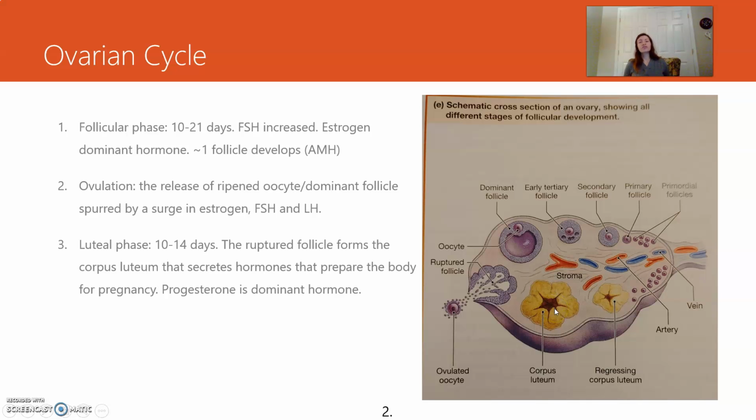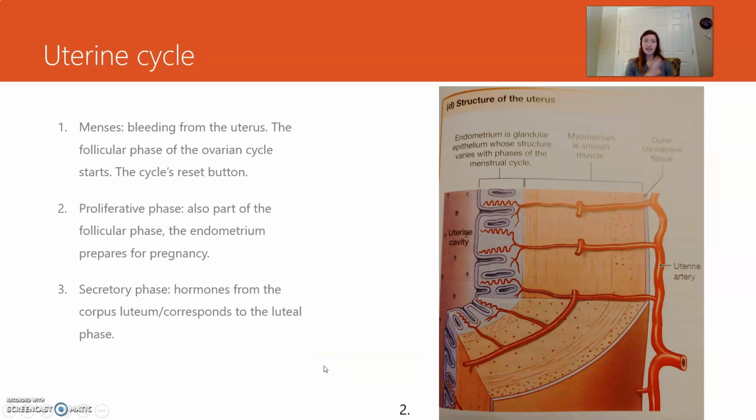The luteal phase is a little shorter than the follicular phase, and it is driven by progesterone, and the corpus luteum is going to secrete hormones that will prepare the body for pregnancy. So that is the ovarian cycle.